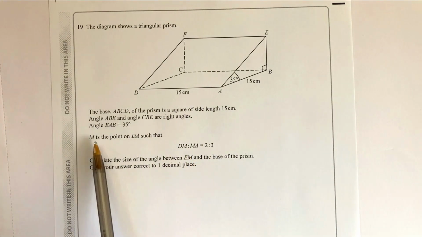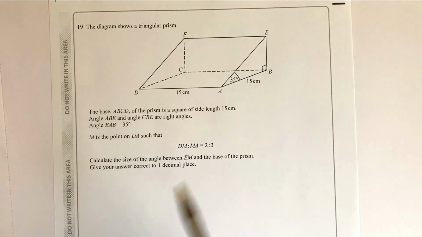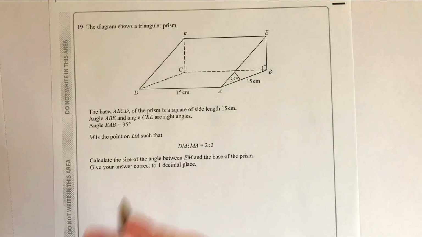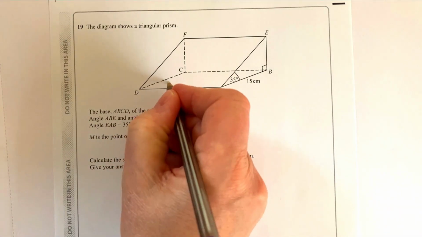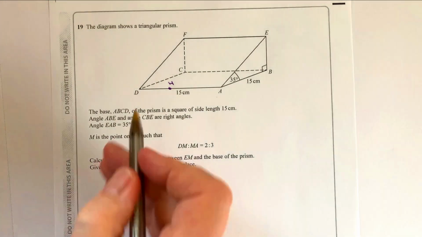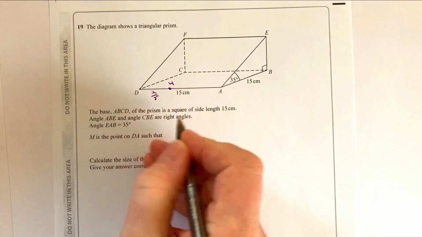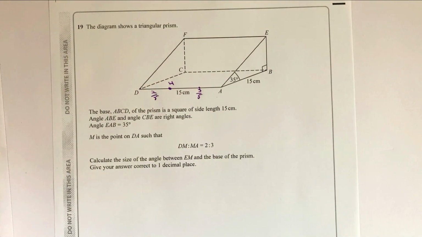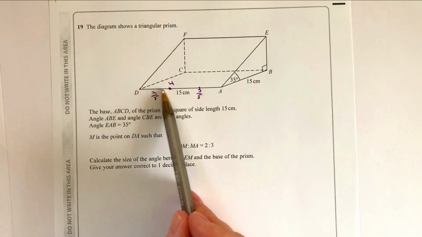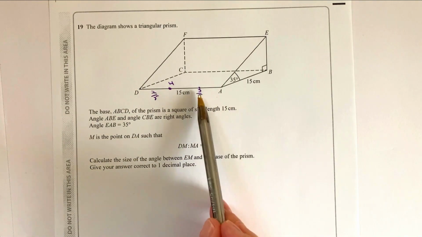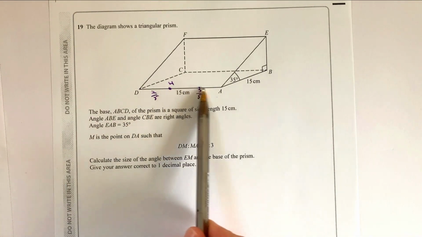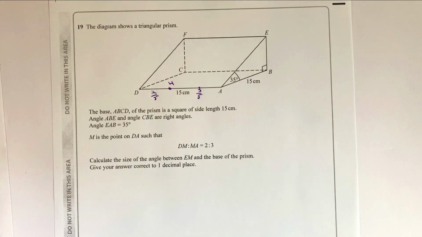But what we're basically saying is that there is a point on DA, so that DM to MA is 2 to 3. All they really mean by that is if we put this point M here, that D to M is 2/5 of the way and M to A is 3/5 of that dimension. So actually we do know now that if this overall is 15 centimeters, then 3/5 of 15 centimeters will be fairly easy to work out and will give us this dimension across here, which we might well need.